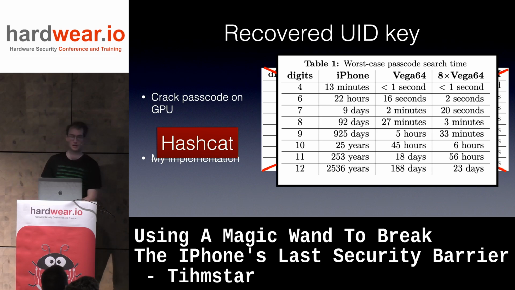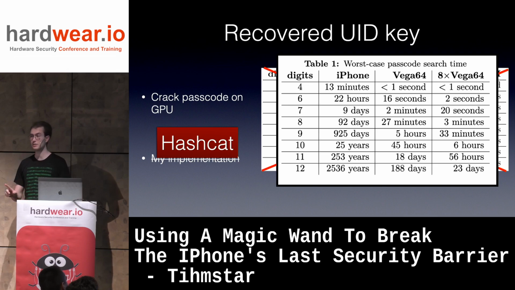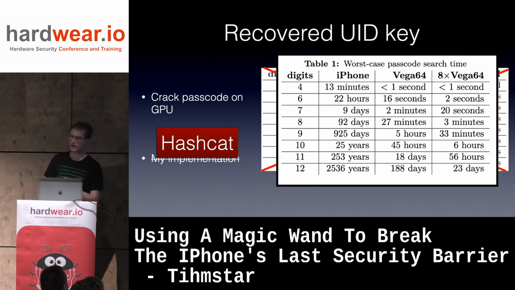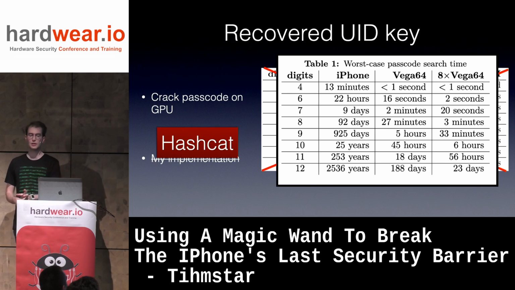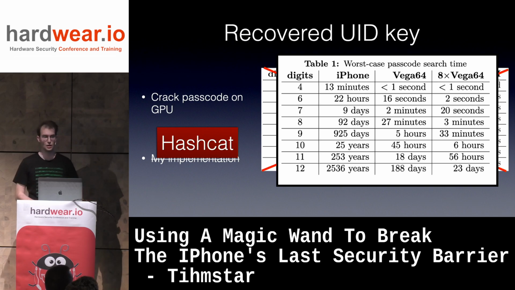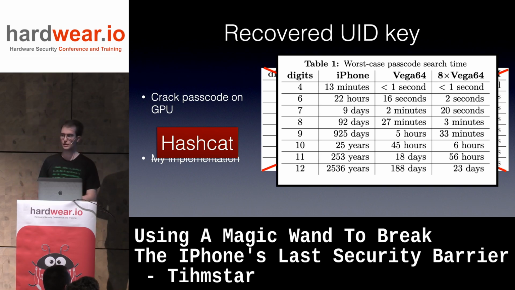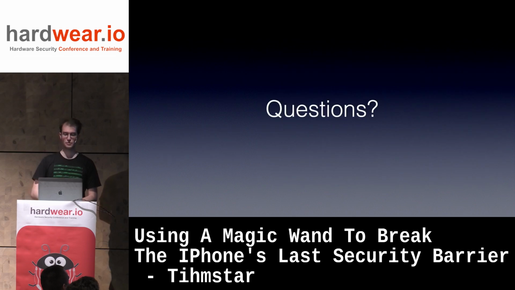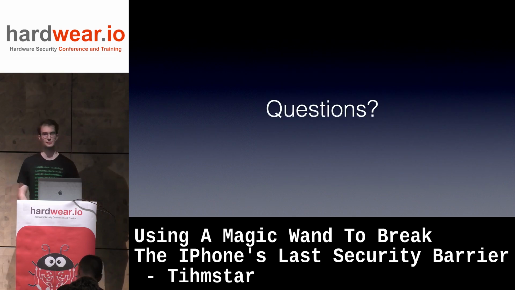And we can see a 12-digit numeric passcode, according to the Apple white paper, where we assume that one attempt takes 80 milliseconds, would take 2,536 years. While if you take 3 weeks to extract the UID key and then throw in 8 Vega 64 GPUs, you can get that as fast as 23 days. So, yeah, well, that was it. Now it's time for some questions.